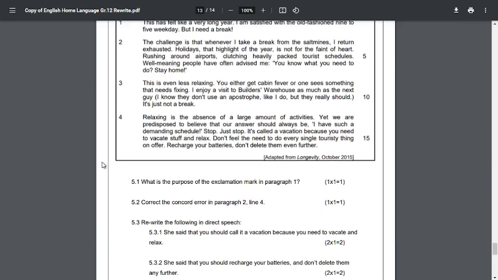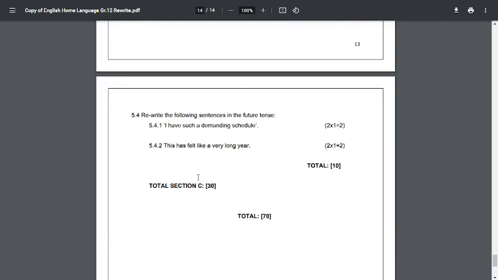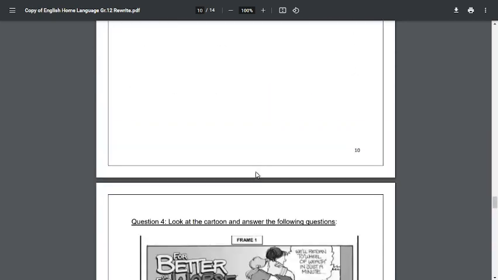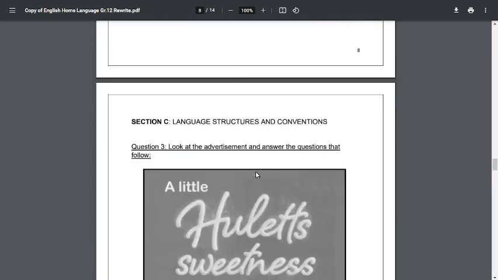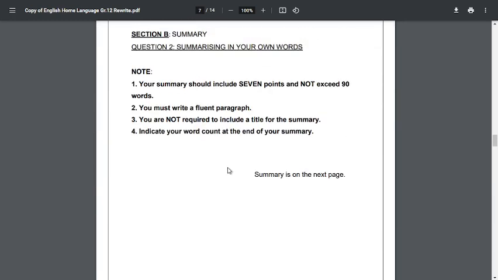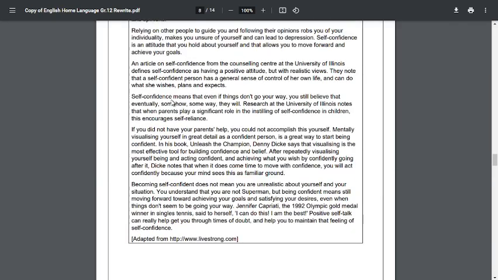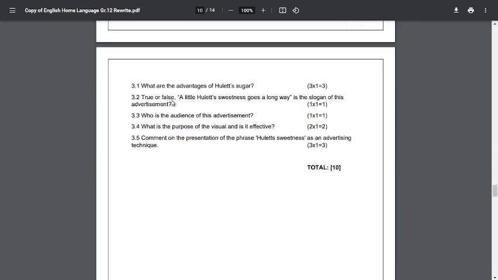Look, it's just what is the purpose of the exclamation mark? Correct a Concord error, direct speech, and future tense, and then you've got 10 marks. It's the same as either one of question 4 or question 3, and it's the same mark as section B. So that's a nice way to start off your exam. Then you can move on to the more challenging ones, like summarizing, or perhaps question 3, which asks you for more analytical kind of answers, analytical. And then, yeah, you should be set.